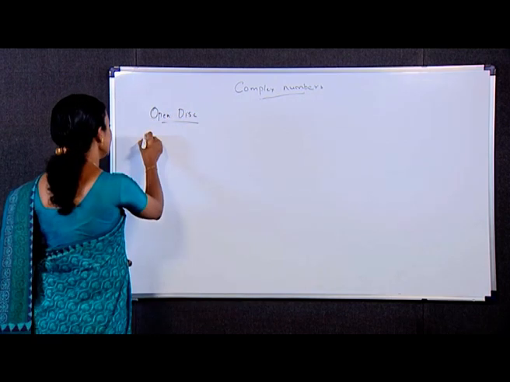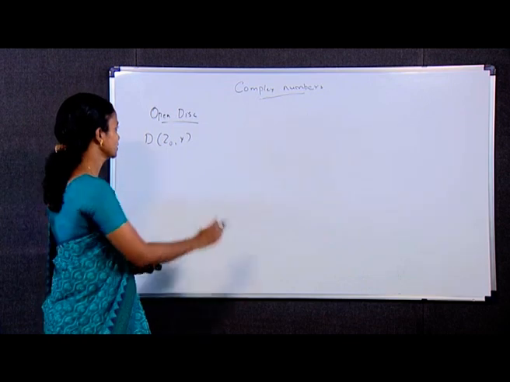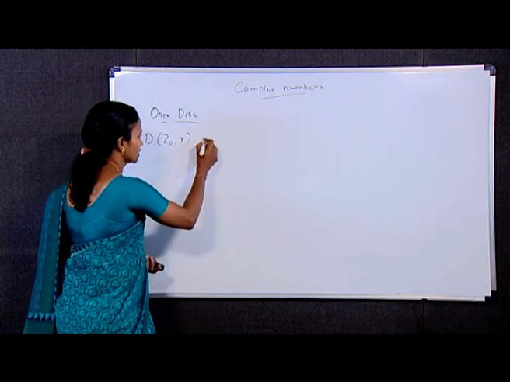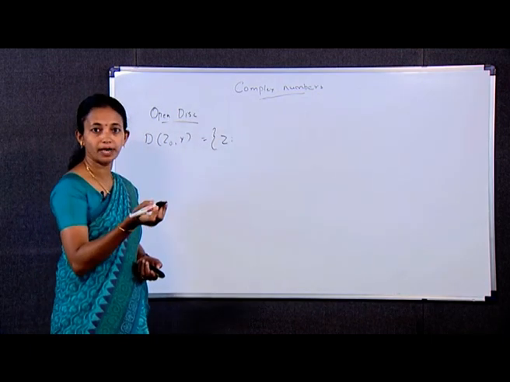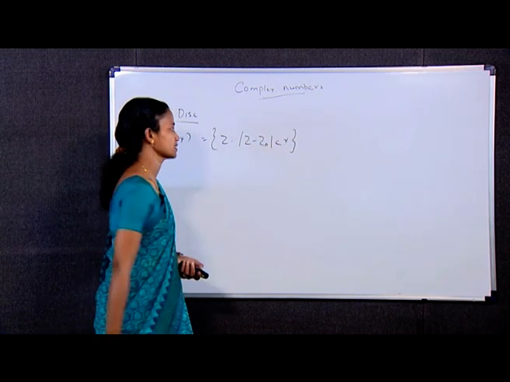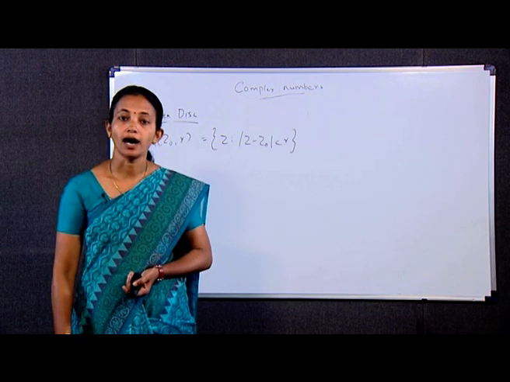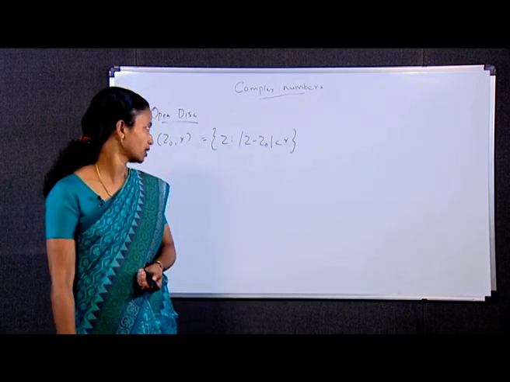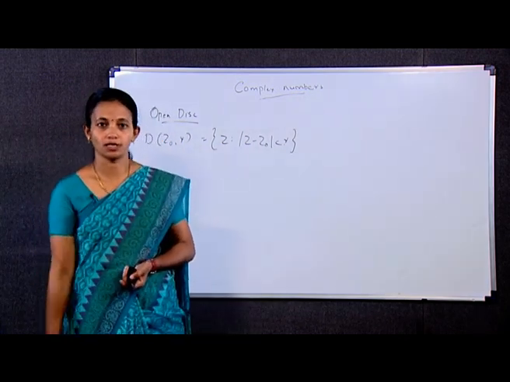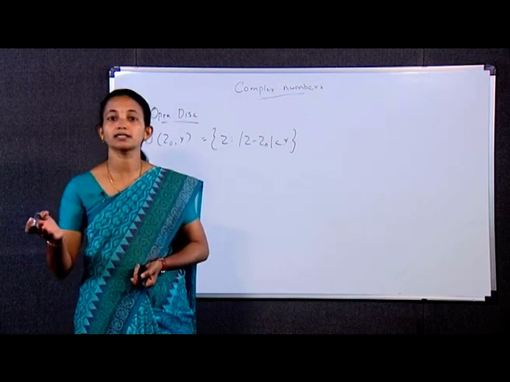We represent it as D(z0, r). This means the disk has radius r and is centered at z0. We can represent this as the set of all z such that |z − z0| is less than r, with radius r and center z0. This is called the neighborhood, or r-neighborhood, of z0. In particular, D(0,1) is the set of all z such that |z − 0| is less than 1.